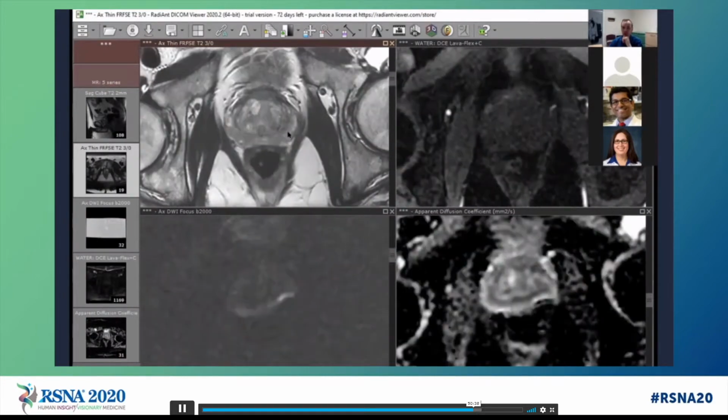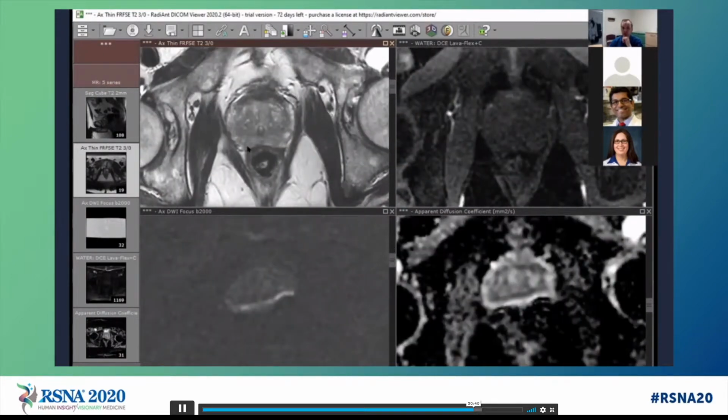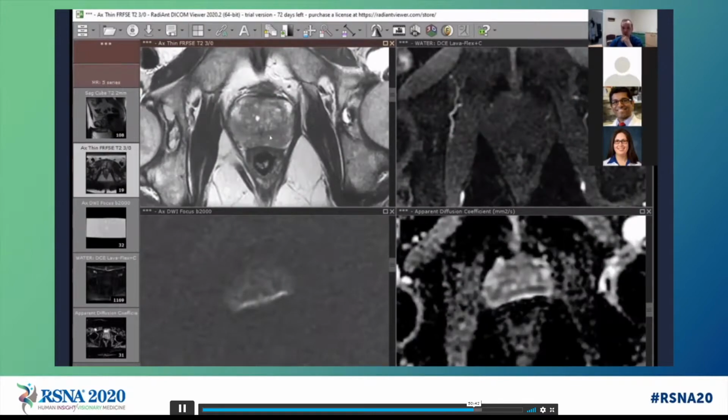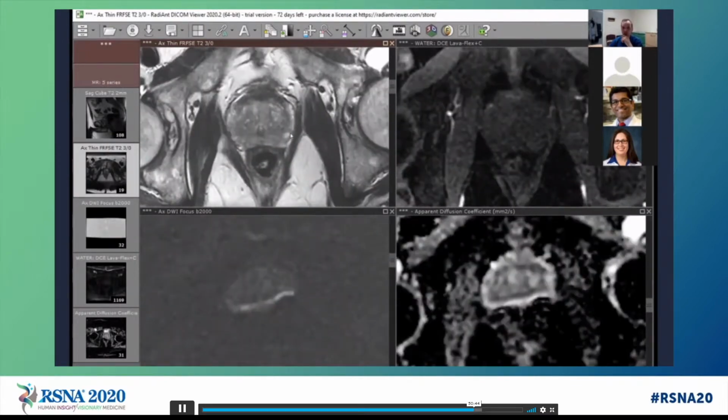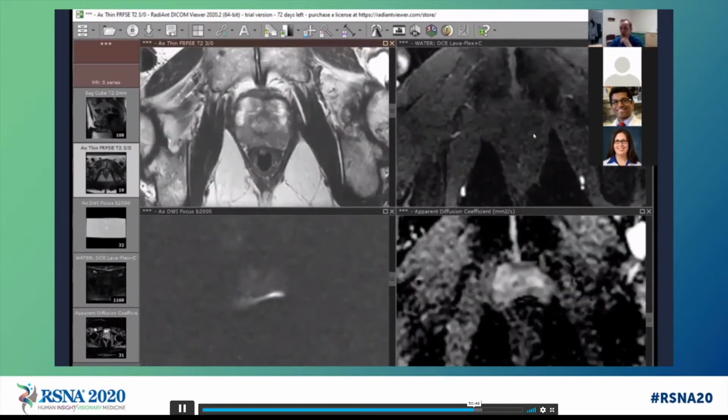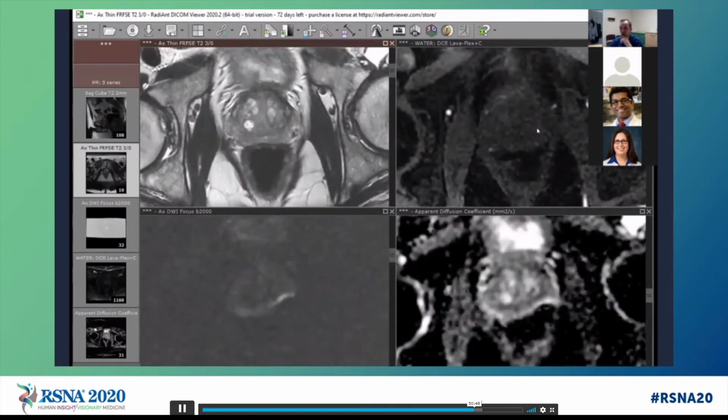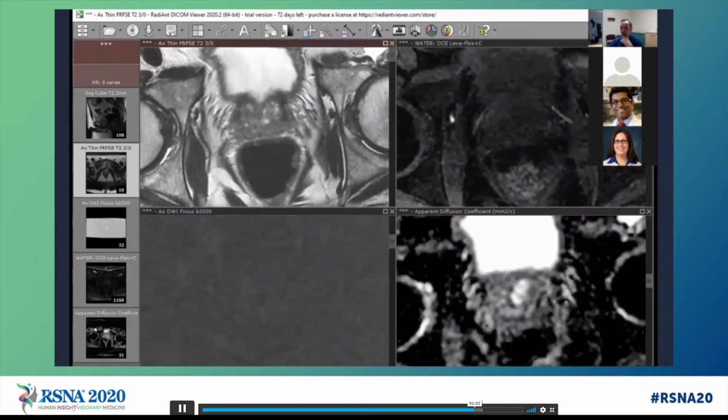The T2 is difficult to interpret. It's, again, one of these sort of dirty peripheral zones, if you like. There's quite heterogeneous intermediate T2 signal. There's no hemorrhage on the T1 pre-contrast. So these can be cases where the DCE really helps you out.